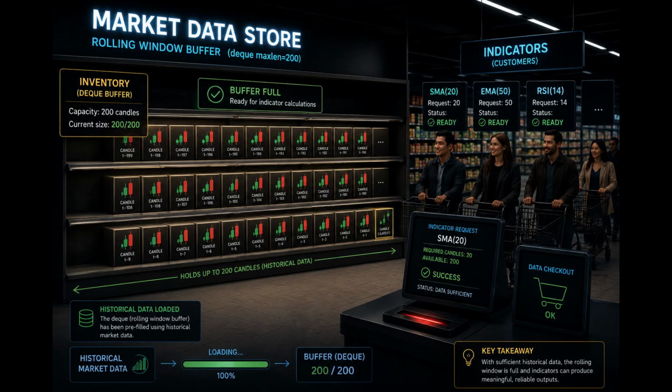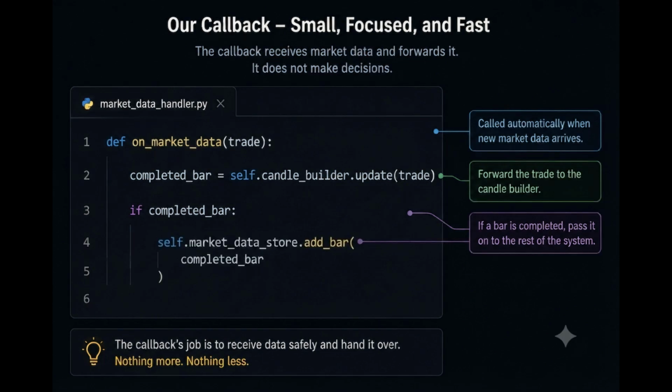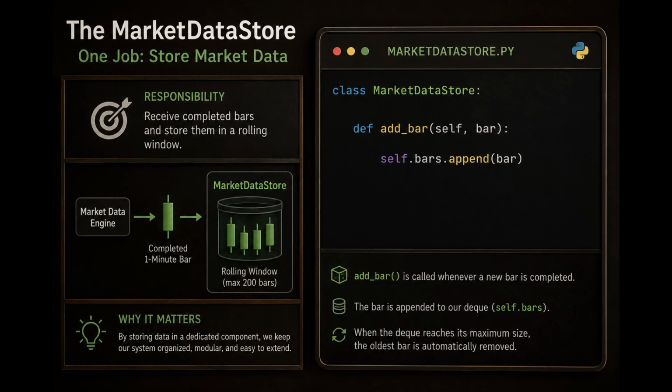So let's go back to the callback function we introduced in episode 2. We called it onMarketData, and after building our 1-minute candle, we ended up with a completed bar. At that point, we deliberately left 3 dots in the code. But you can probably guess what belongs there now. As soon as a candle is completed, we hand it over to another component whose sole responsibility is storing market data. We called that component the market data store.